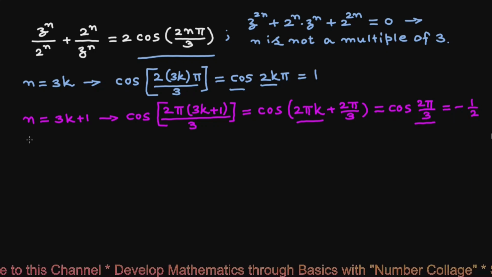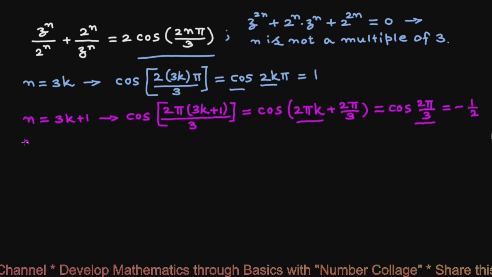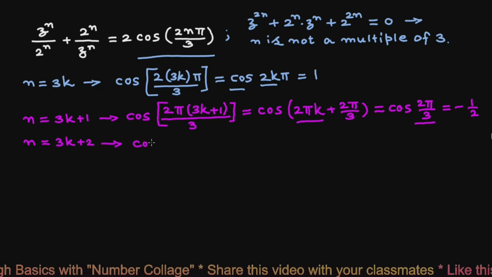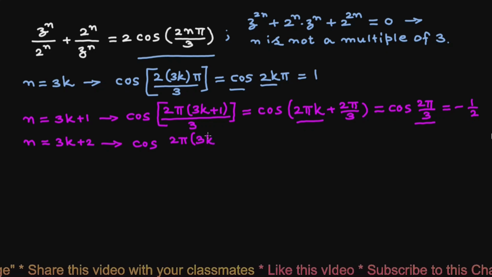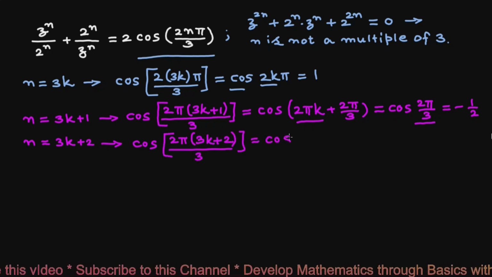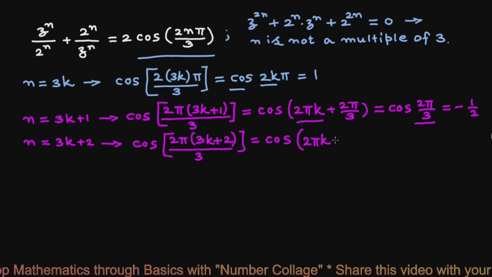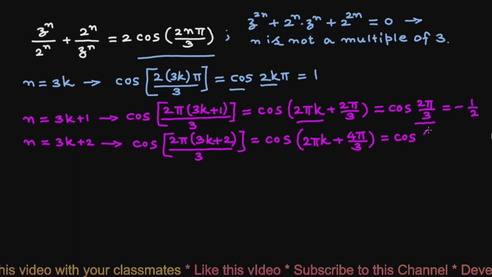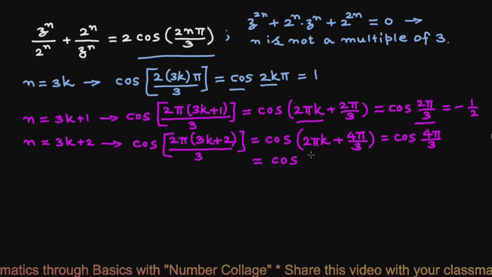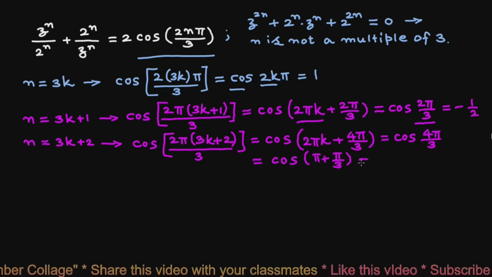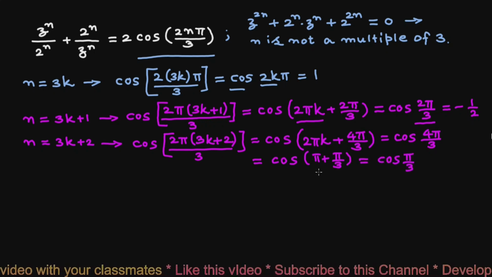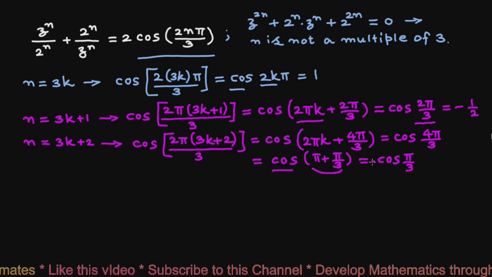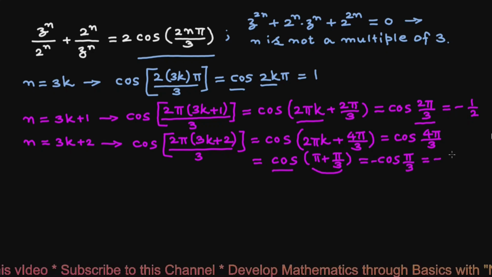Secondly, when n is not a multiple of 3, we have n equals 3k plus 2, that gives cos of 2π into (3k plus 2) upon 3, which will be cos of (2πk plus 4π/3), that will be cos of 4π/3. This we can write as cos of (π plus π/3), which will be minus cos π/3, since this angle lies in the third quadrant in which cos is negative, or minus half.